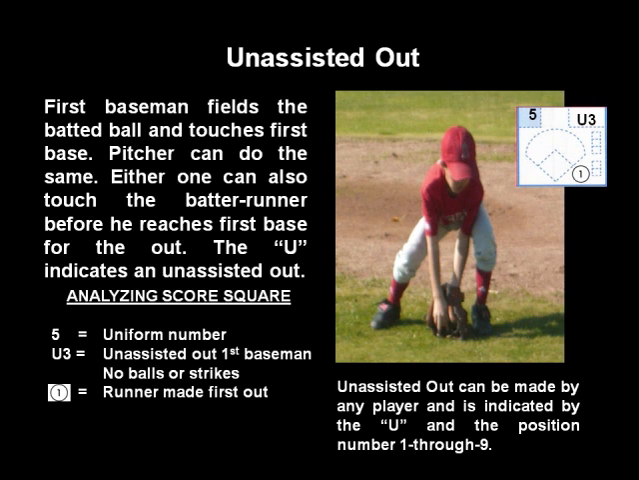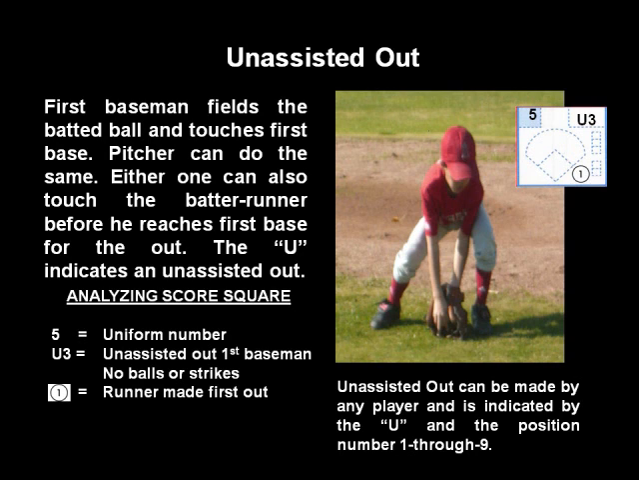Okay, let's talk briefly about unassisted outs. First baseman fields the batted ball and touches first base. That's an unassisted out. It can occur on any base. Also, anyone catching the ball and tagging a runner midway between bases is an unassisted out. It's only assisted when you involve another player. And the U indicates an unassisted out.